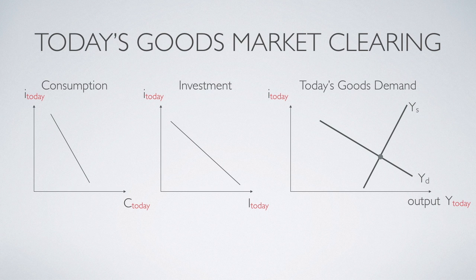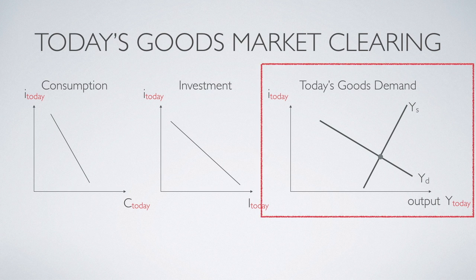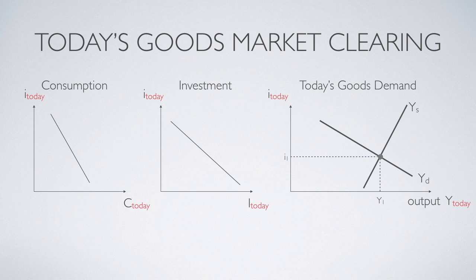So together, we can put YS and YD together on the same graph. Then this graph will determine the equilibrium interest rate for today and the equilibrium final output for today. Based on the horizontal summation that we get from consumption and investment, with the equilibrium interest rate little i1, we can trace out that consumption today will be C1 and investment today will be I1.